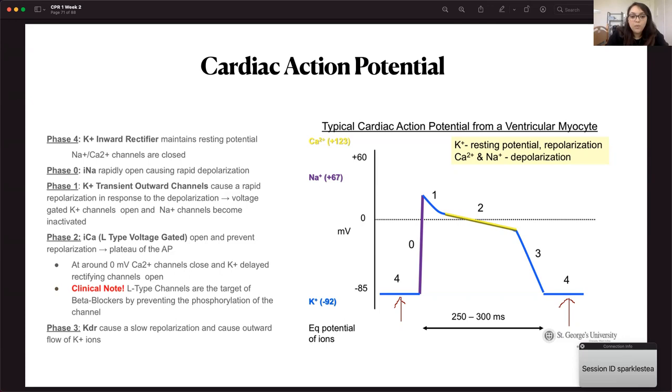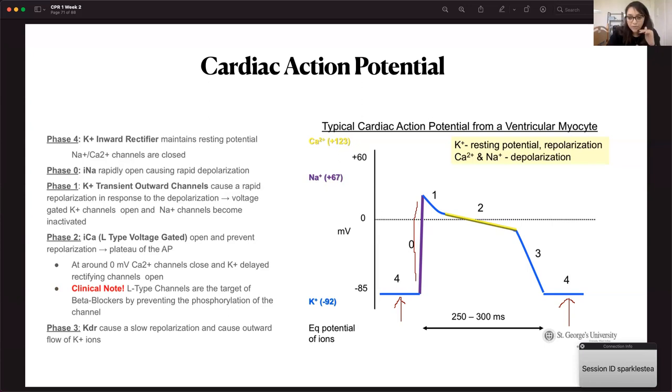Once we get to that phase zero, that's going to be the beginning of your rapid depolarization phase. So phase zero is going to signify opening of those sodium channels, a huge influx of sodium very rapidly, and that's going to give you that steep increase representing your depolarization. With phase one, that's when you have those potassium transient outward channels that are going to open up. So it's going to give you rapid repolarization.